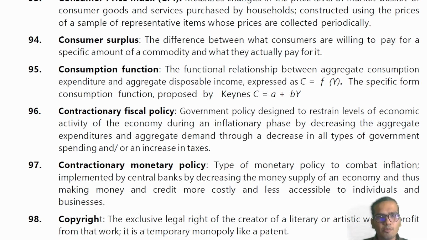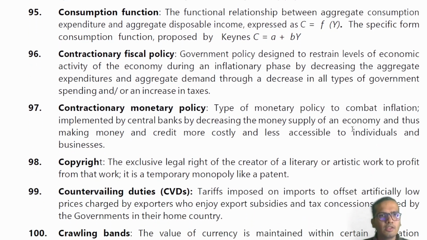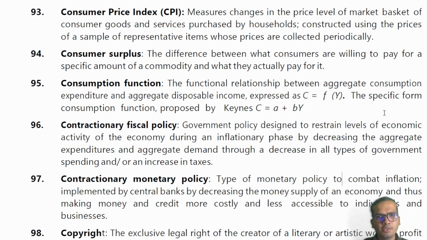Then comes consumer surplus. So it's the difference between what consumers are willing to pay for a specific amount of a commodity and what they actually pay. I think it's repeated. Then comes number 95, consumption function. Functional relationship between aggregate consumption expenditure and aggregate disposable income, expressed as C is equal to a function of Y. The specific form of consumption function proposed by Keynes is C equals A plus B into Y.